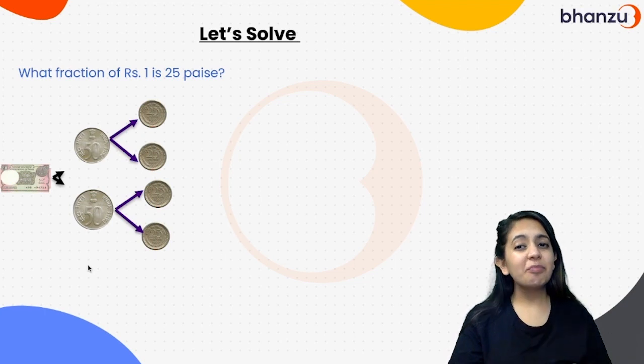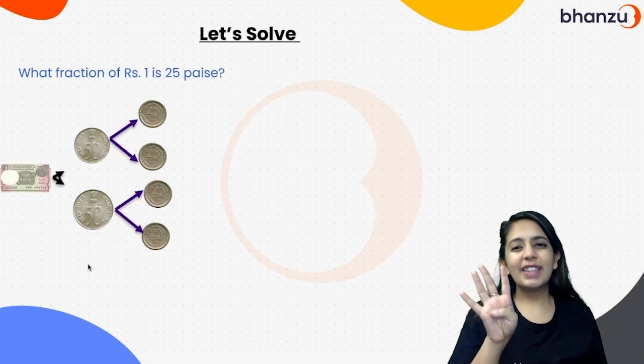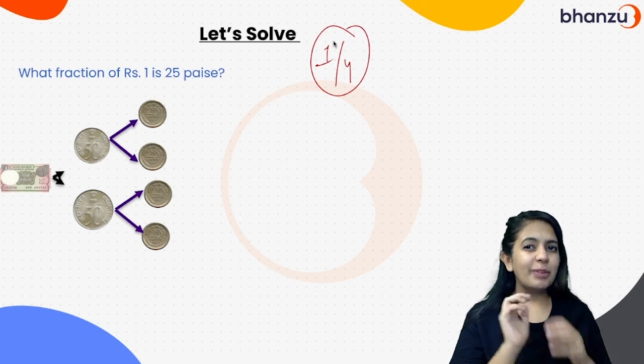Alright, now it's time for you to find out the answer to this question. What fraction of rupee 1 is 25 paise? I told you in the beginning, right? If we take 4 coins of 25 paise each, they're going to make my 1 rupee. So therefore, 1 coin of 25 paise equals 1/4. This has to be our answer, right?